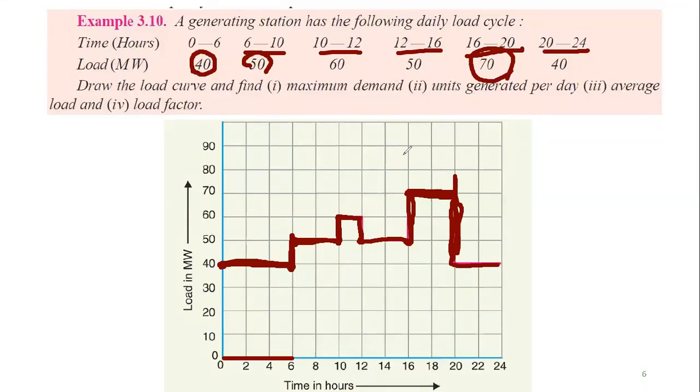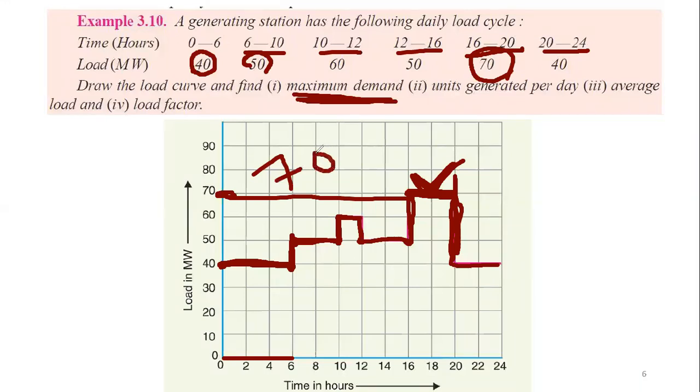Next, we need to find out the maximum demand of that power station. I have told several times that in the load curve, the peak value will be the maximum demand of the power station. In this load curve, this 70 megawatt is the highest value, the peak. So the 70 megawatt will be the maximum demand of that power station.